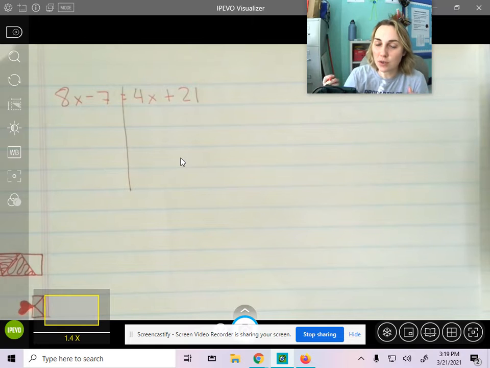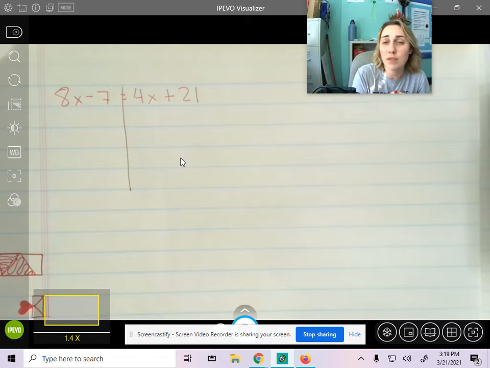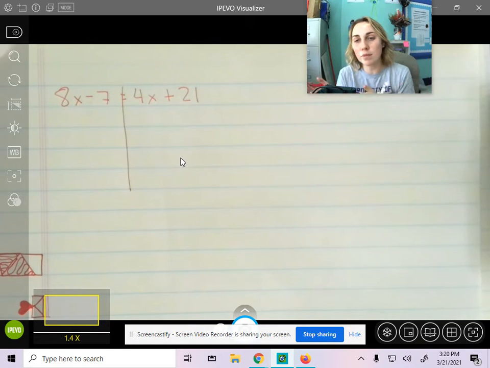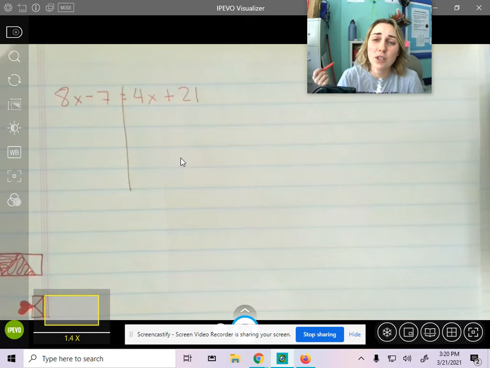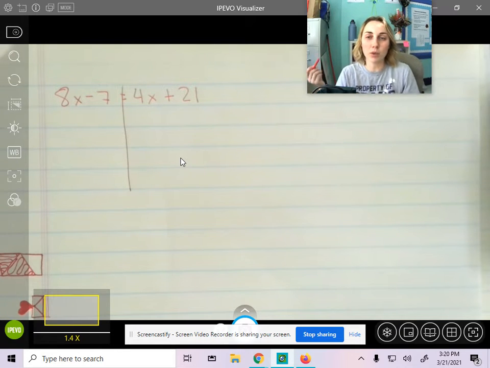So what you're going to do is choose a variable side, a side where you want to move all your variables to, and then choose a constant side where you're going to take all of your constants, or your regular old numbers, and move them to the other side. And again, I would choose the variable side where the variable is larger.